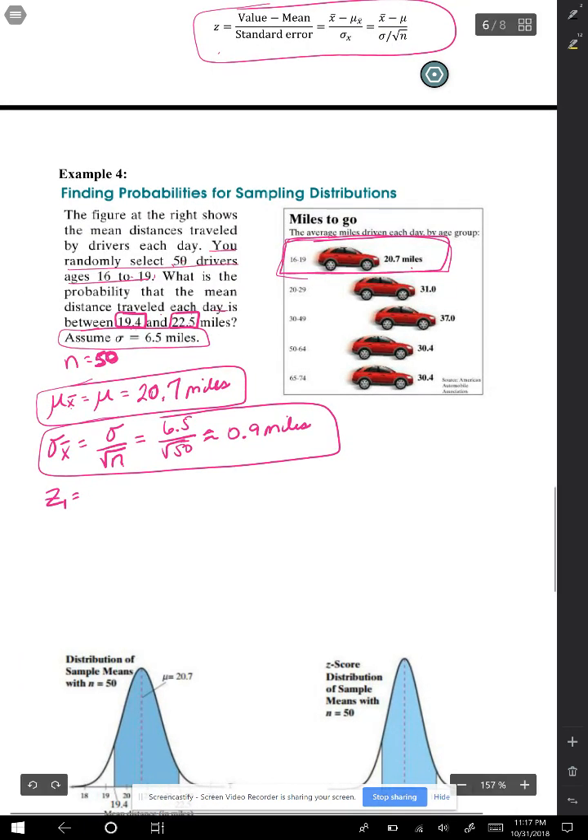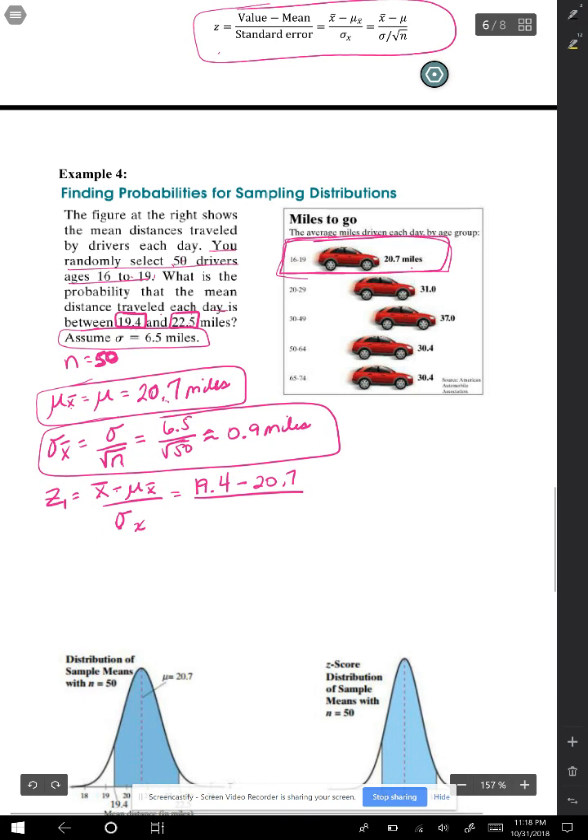Every time you use it, it helps you to ensure you're using the right formula and putting the right numbers in. So I'm using this formula, which is x bar minus mu of x bar, the mean minus the mean of the sample means, divided by the standard deviation, or the standard error. For the first number, 19.4, minus my sample mean that I put up here, 20.7, divided by my standard error that I just found, which was approximately 0.9.